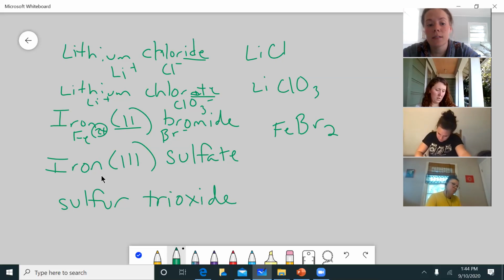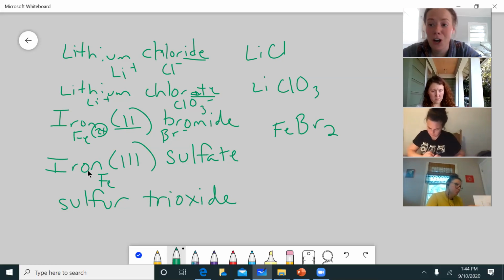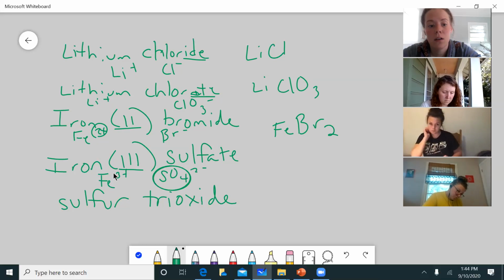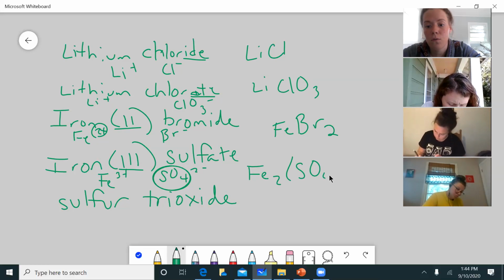Iron(III) sulfate. So I'm dealing with iron, Fe, and people will ask me, well, where? I don't know what the charge is on iron. I'm looking at my periodic chart and it's not on there. That's why it's written here, okay? So that's 3+. Sulfate is SO4 with a 2- charge. Again, clump that together. Flip flop. We should end up with Fe2(SO4)3.